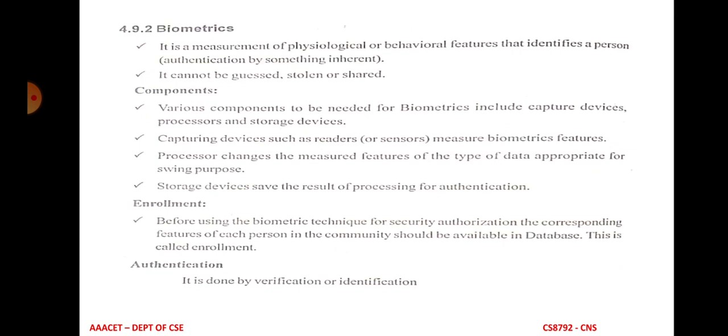Some of the components in biometrics, we know, right? Biometric, it is a fingerprint, right? Various components needed for biometrics include capture devices, processors, and storage devices. Capturing devices are called sensors, and the processor changes the measured features into the type of data suitable for storing purposes.